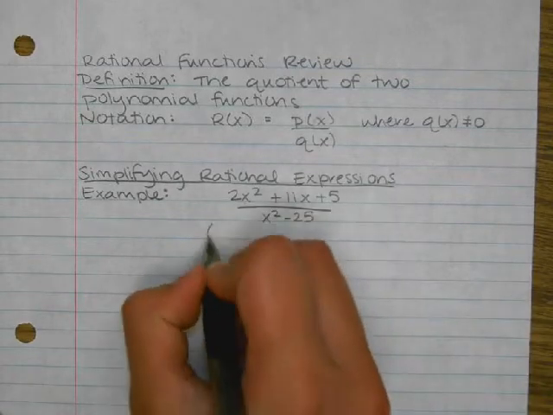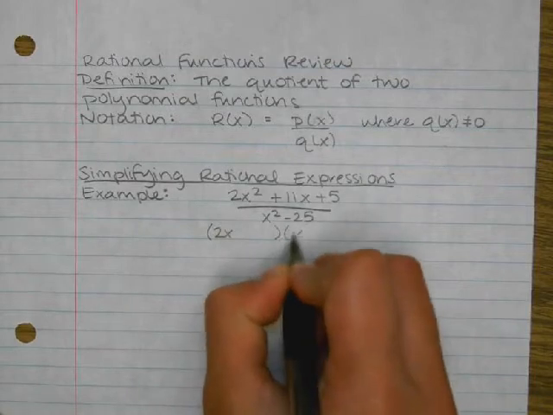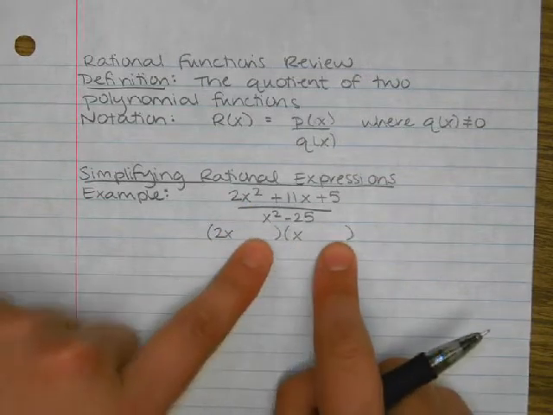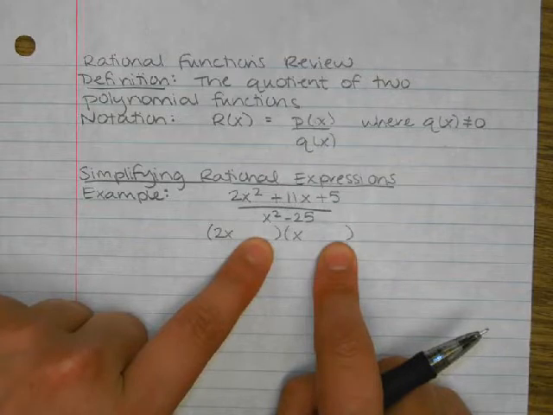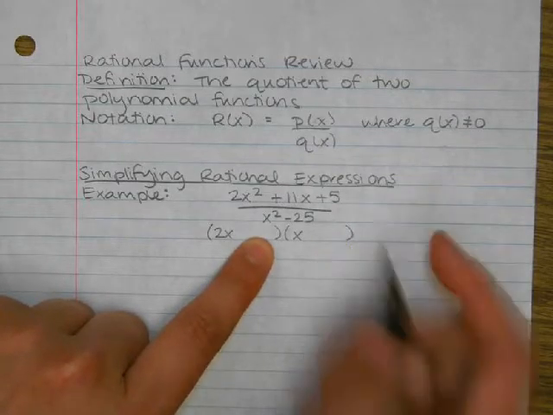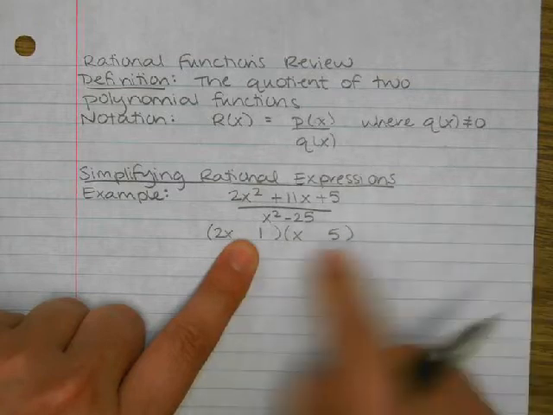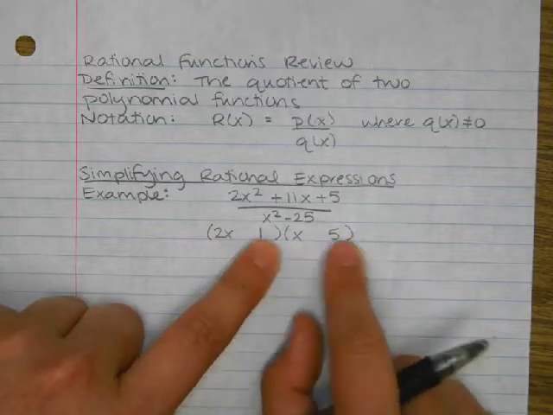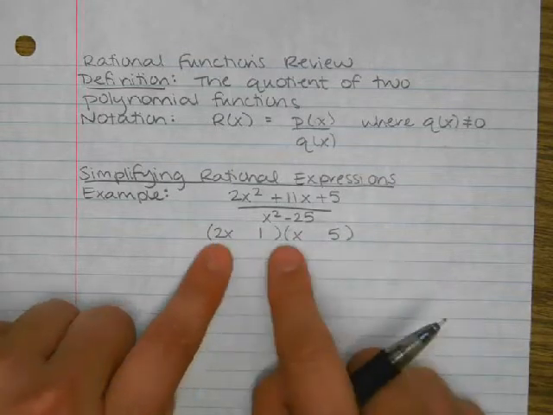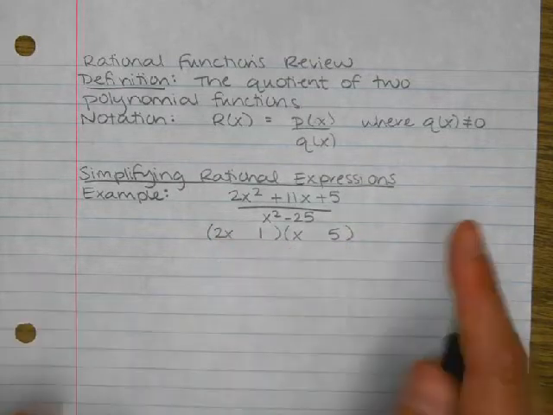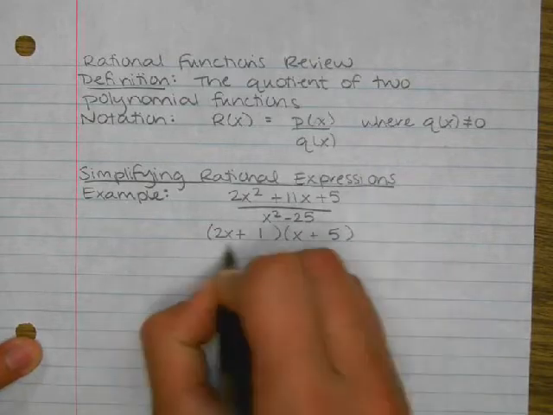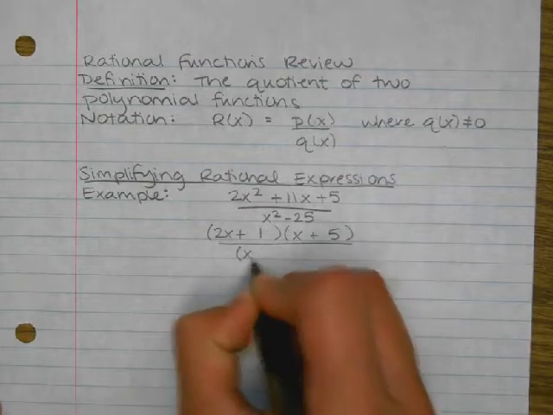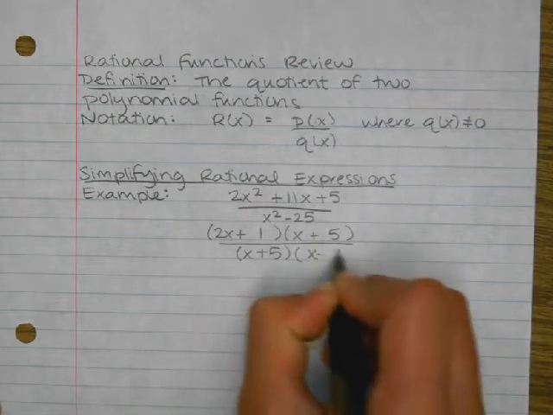So I know that the top is going to be 2x multiplied by x. That's how we were able to get that 2x squared piece right there. And I know that these two numbers over here have to multiply to be 5. So it could be 1 and 5 or 5 and 1. And I'm going to go ahead and put 1 and 5. So 2x squared plus 10x plus 1x plus 5, and that works for the top. And then on the bottom, I can see that when I factor it, that's the difference of squares. So x plus 5, x minus 5.